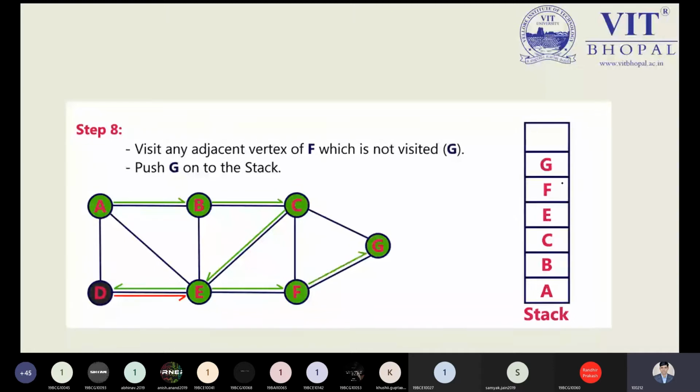Now after that, it is found that F is connected to two other nodes, C and G. Between these two nodes, C is already visited while G is not. So we will pick G without any doubt, and it is pushed into our stack. Now up to step number 8, if there is any doubt, you can ask me. No, sir, no doubt. Okay.